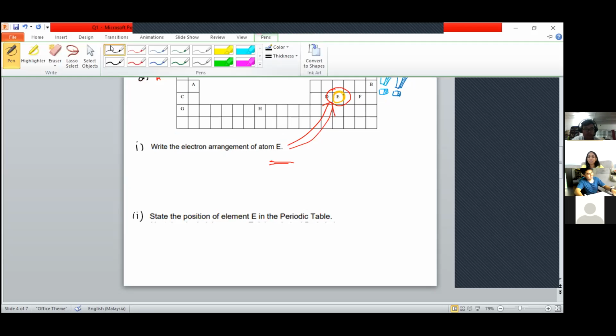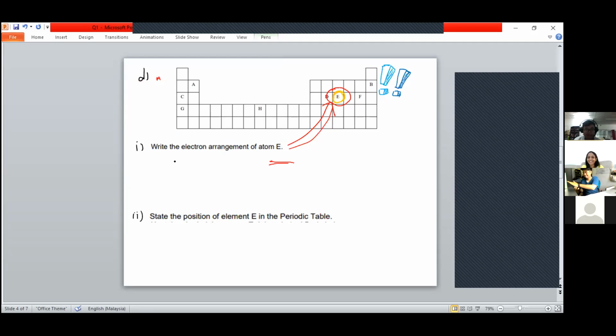Group 15 and period 3. So since it's in group 15, it should have 5 valence electrons. And since it's in period 3, it should have 3 shells completely filled with electrons. Correct. So that means the electron arrangement should be 2.8.5. Since it's from group 15, which all of it has a total of 5 valence electrons each, and it's in period 3, where it has 3 shells.